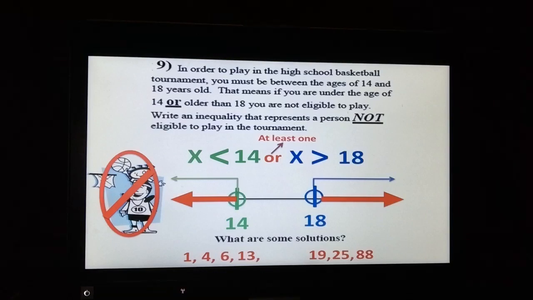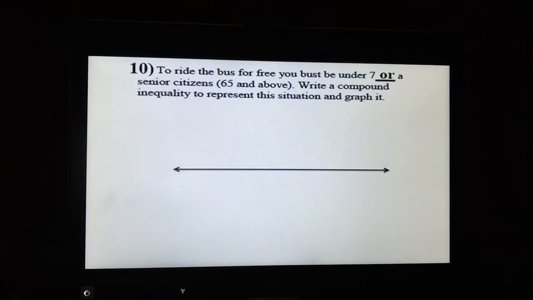All right, so go ahead and try number 10 on your own. Number 10, it says, to ride the bus for free, you must be under 7 or a senior citizen, 65 and above. Write a compound inequality that would represent the situation and graph it. Go ahead and do that right now.